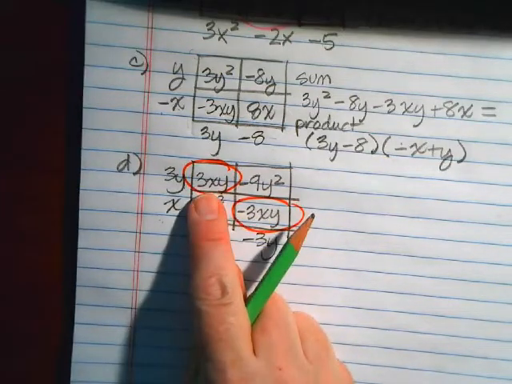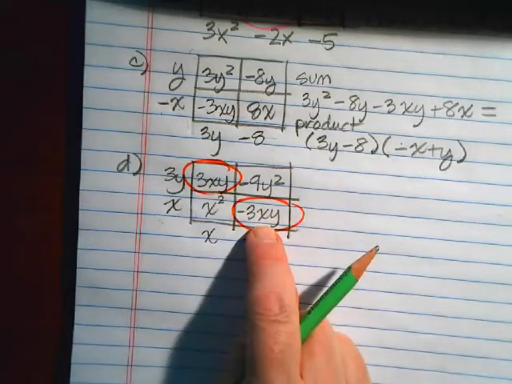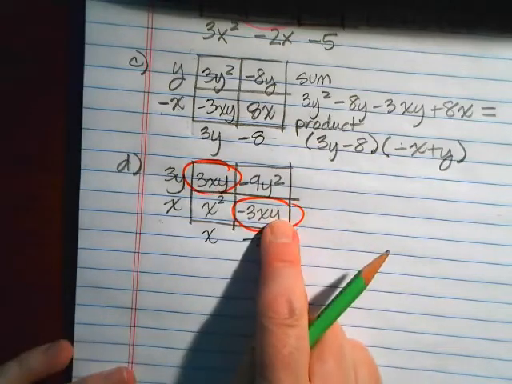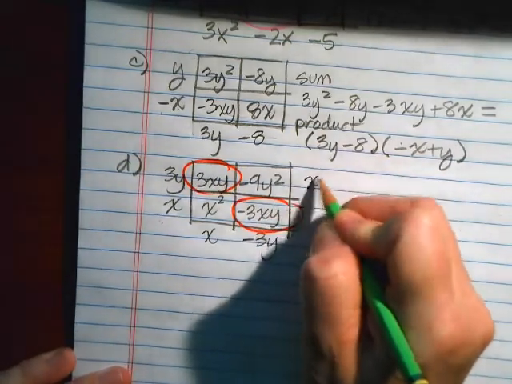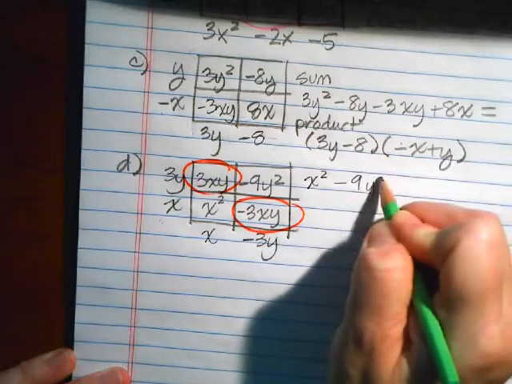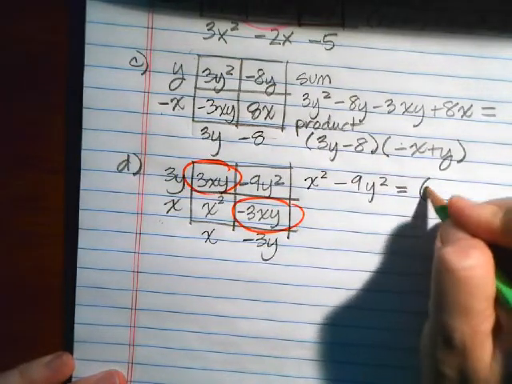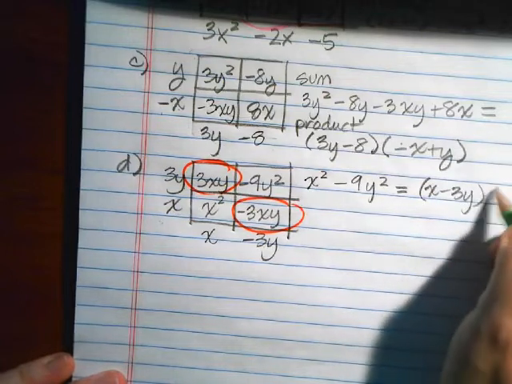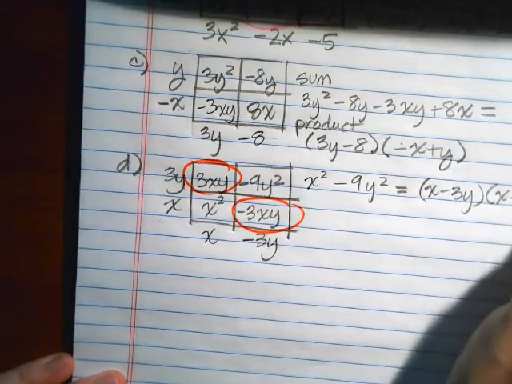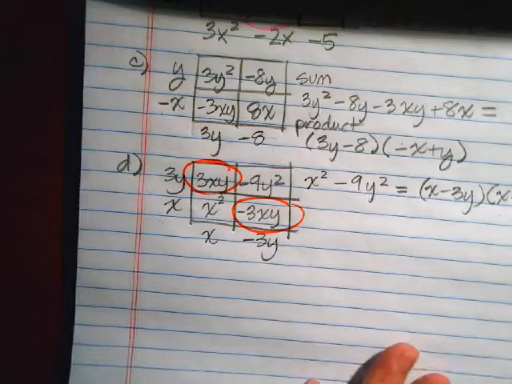Positive 3 and negative 3, when you're adding, equals 0. So those go away, and you're left with x squared minus 9y squared for your sum equals x minus 3y times x plus 3y. Okay, we're almost done.